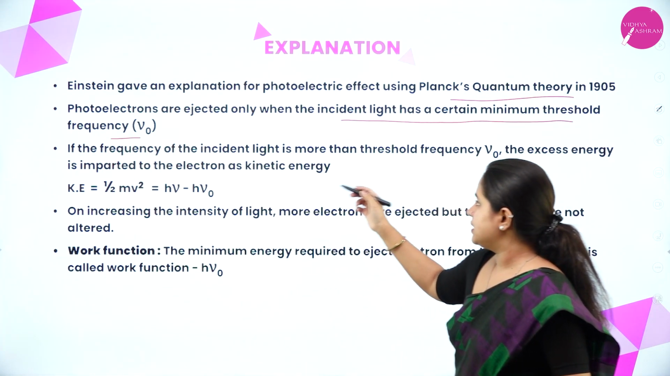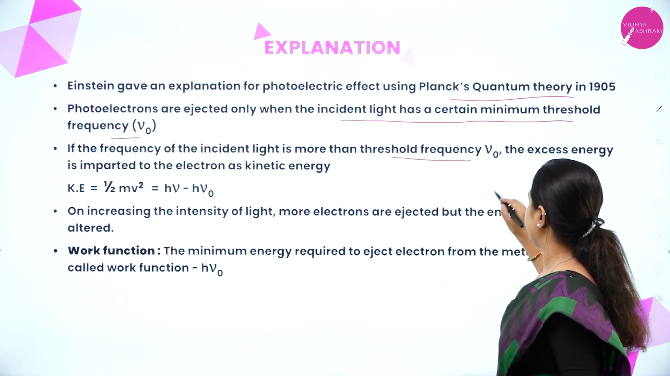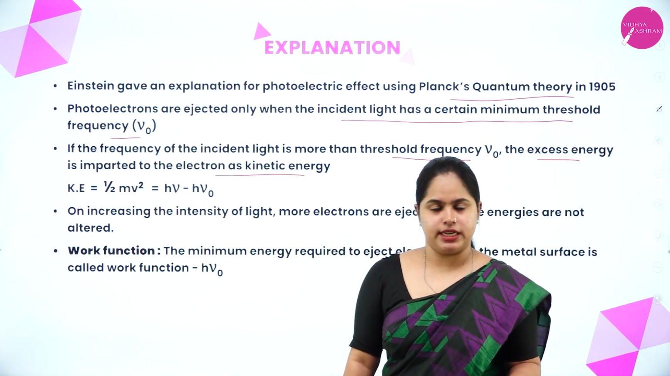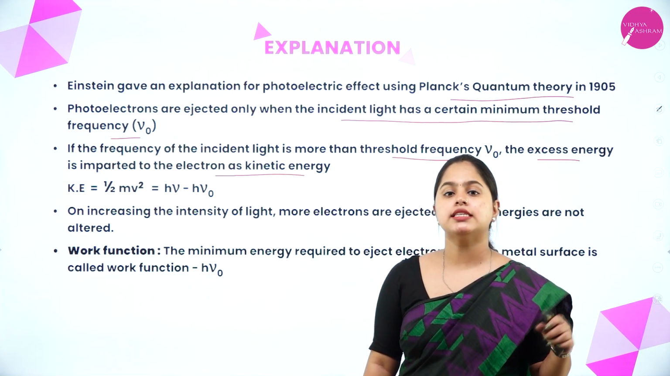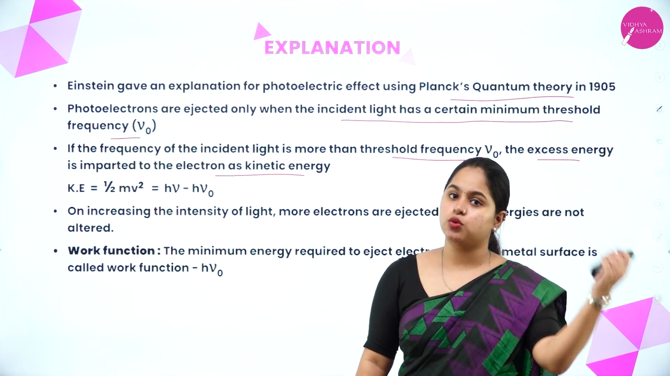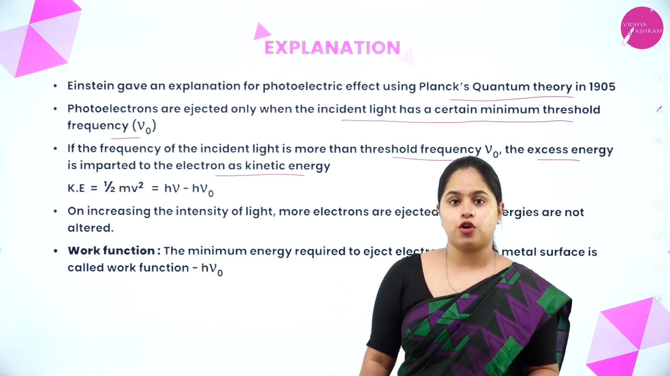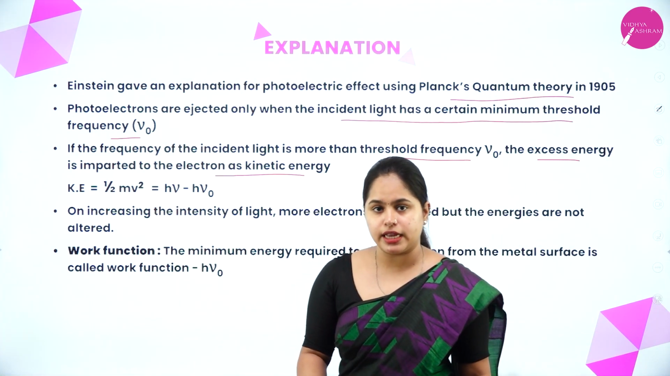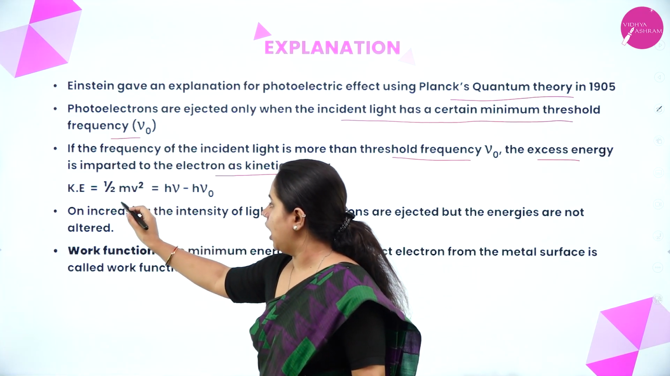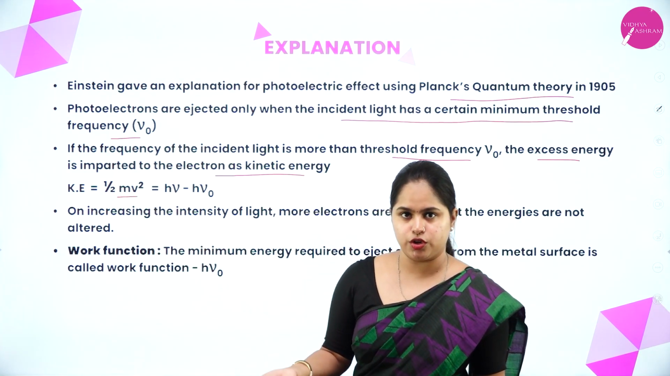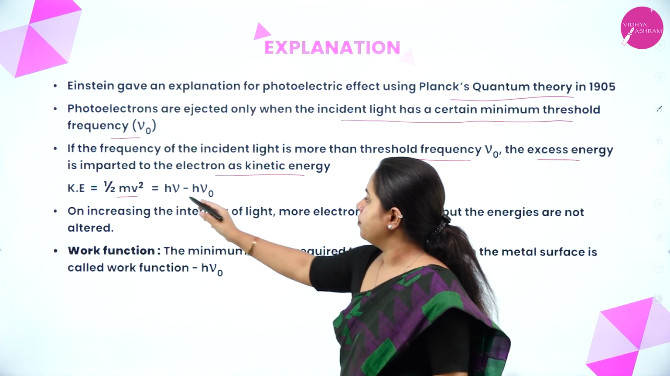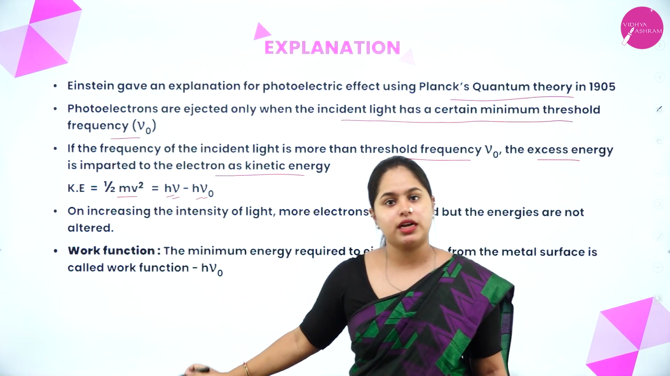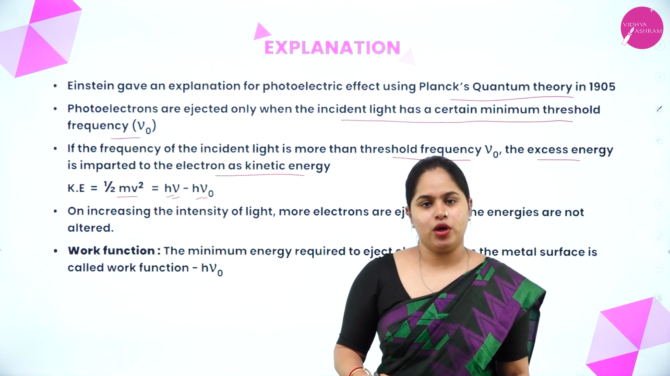If the frequency of the incident light is more than the threshold frequency, the excess energy is imparted to the electron as kinetic energy, right? We discussed it in the last slide. The extra energy is given to the ejected electrons in the form of kinetic energy. So the kinetic energy is given by the equation half mv square. We know that kinetic energy is equal to half mv square, which is equal to h nu minus h nu 0. So this is the equation for the kinetic energy of the photoelectrons, right?